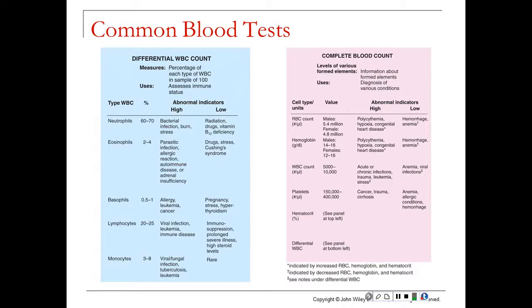There's also a CBC, or complete blood cell count, which gives your overall red blood cell count, your hemoglobin count, your white blood cell count, your platelets, your hematocrits, and your differential white blood cell count. So it could break down all of your blood cells. And that ends chapter 10.